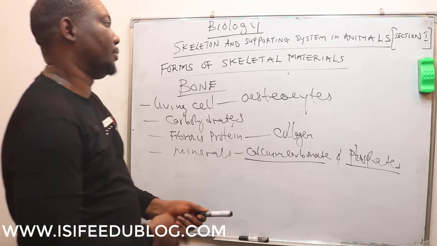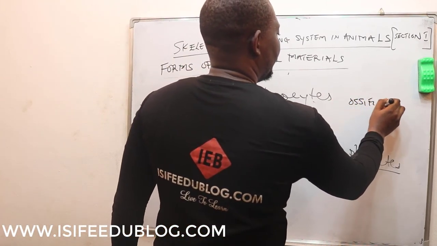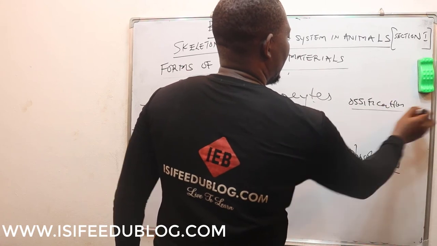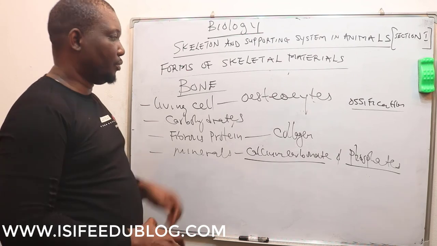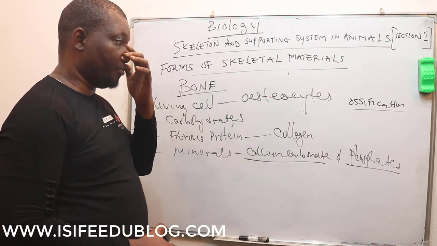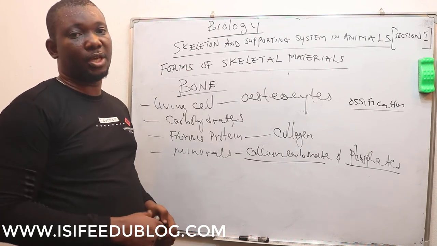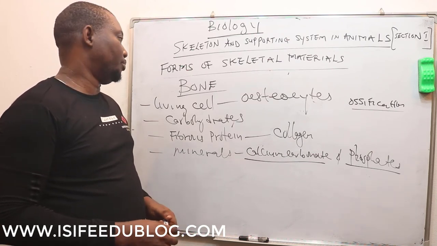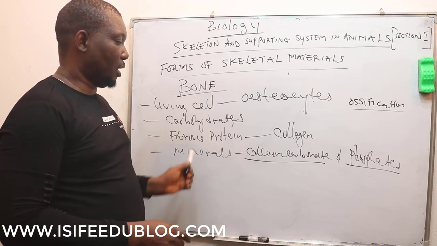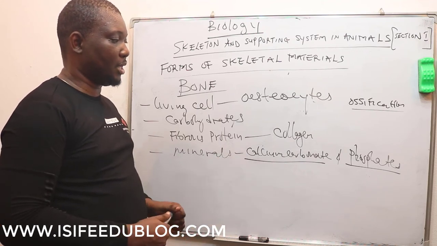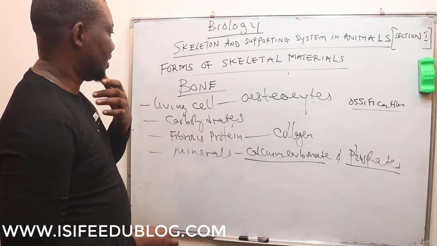There's what we call ossification. Ossification has to do with the process of bone growth. Growth of bones is known as ossification. Yes, bones grow due to mineral deposits like calcium carbonate and phosphates. Now you must take note of this.